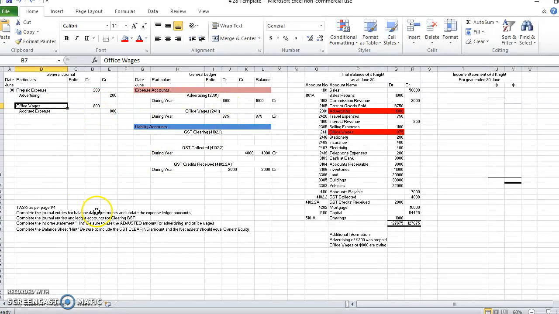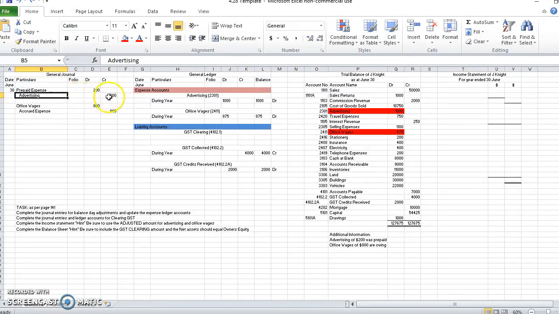We've done the journal entries for the balance day adjustments. So we're updating only the expense ledger accounts, the advertising and the office wages. Normally we would do prepaid expense, the asset account ledger, and accrued expense, the liability ledger account, but we're not going to worry about that in our ledger here. We'll assume it's somewhere, it's just invisible, we're just skipping that step.